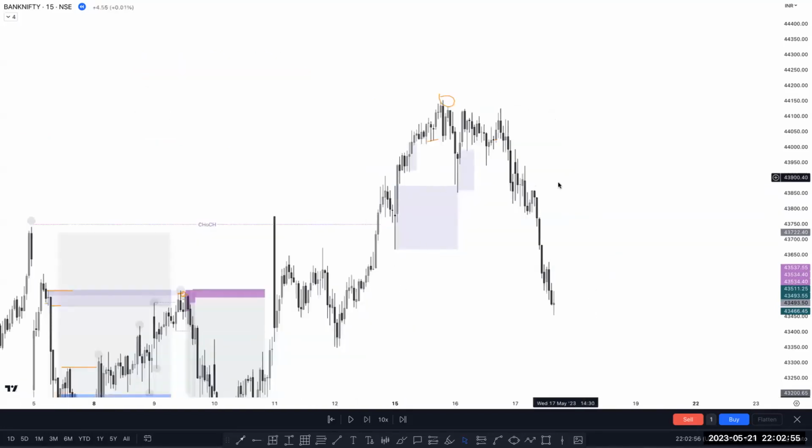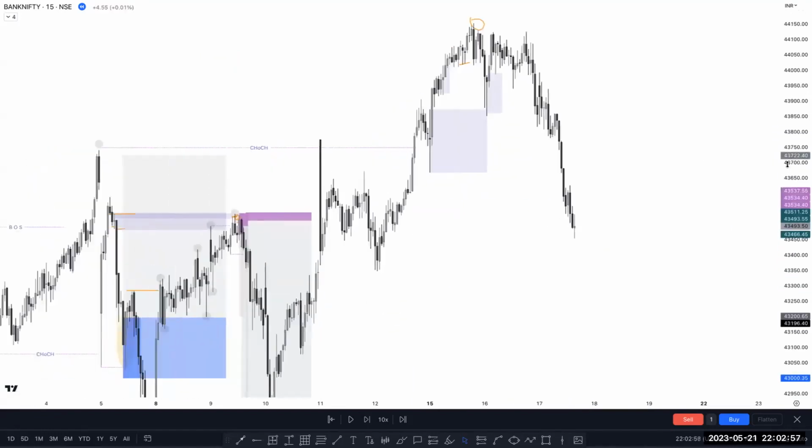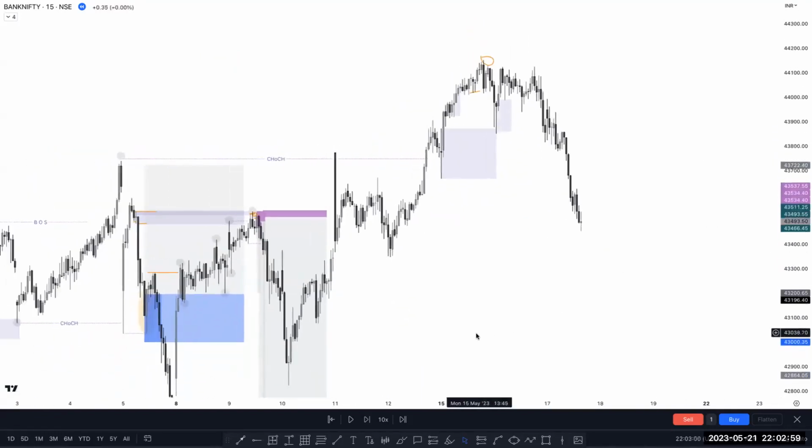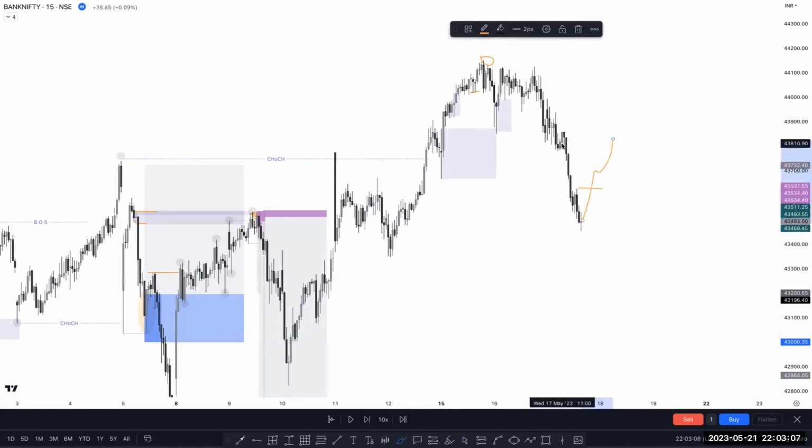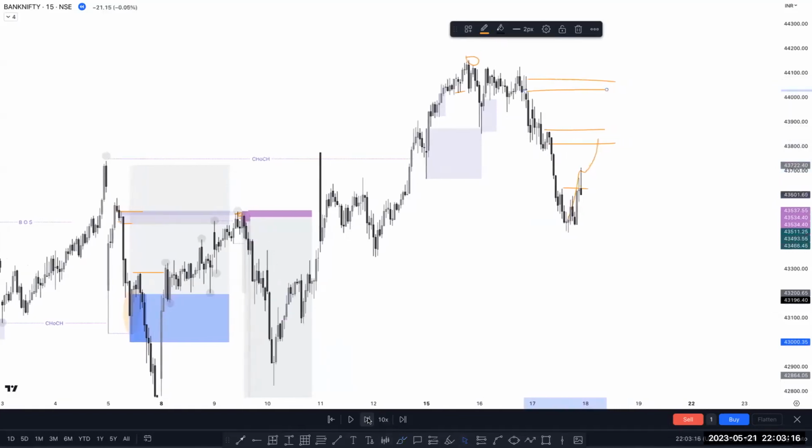Okay, so this is our inducement at this point, and you have to wait for it to take out the inducement before the sell. So right now, this becomes our new inducement here, right? And now you can sell here. This is a decisional and extreme. So let's see what happened next after this one.